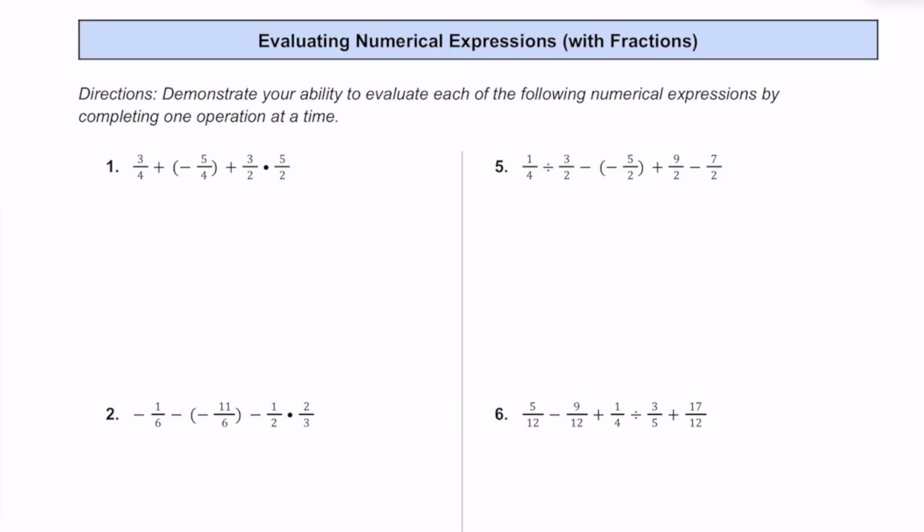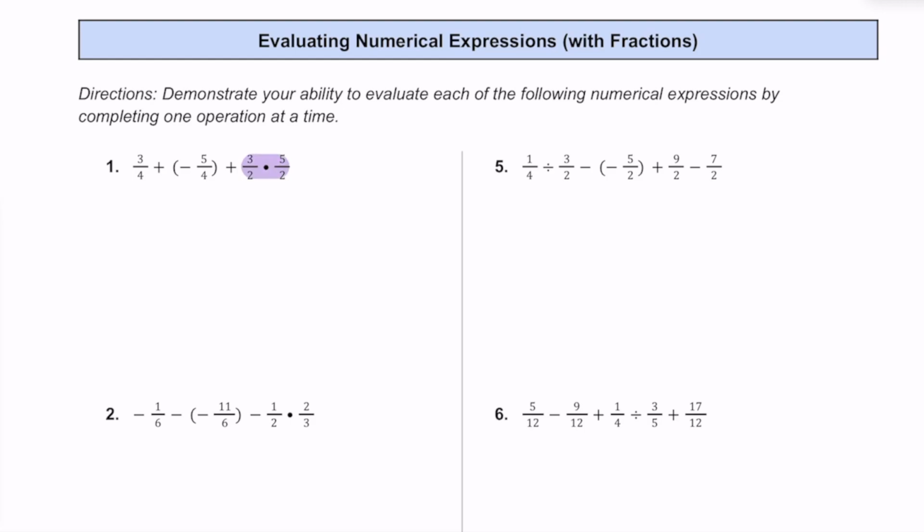In this video, let's go ahead and practice evaluating some numerical expressions together, dealing with some fractional values. For each of these practice problems, we're going to make sure that we follow the order of operations and simplify or evaluate each of these numerical expressions till we just have one value at the end, or one answer. All right, so for number one, we have two addition problems and a multiplication problem.